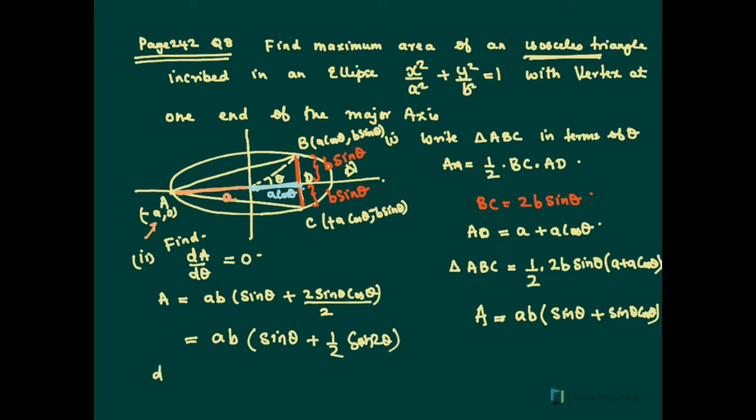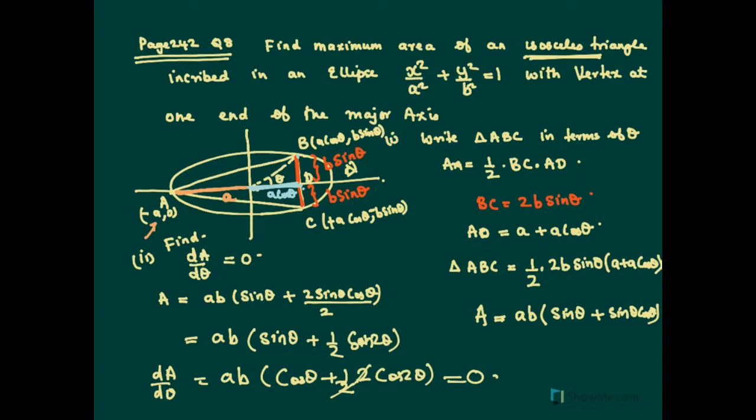So we have compressed it to a single function so that we don't need to use the product rule. We can just use the direct derivative chain rule, that is AB into cos theta plus half into 2 cos 2 theta. Now the 2 and 2 will cancel, and now we need to solve this equation. Cos theta plus cos 2 theta is equal to 0. How do you solve cos theta plus cos 2 theta equal to 0?